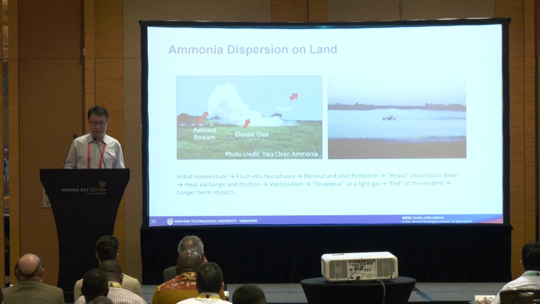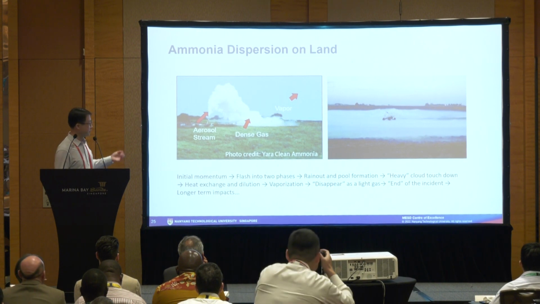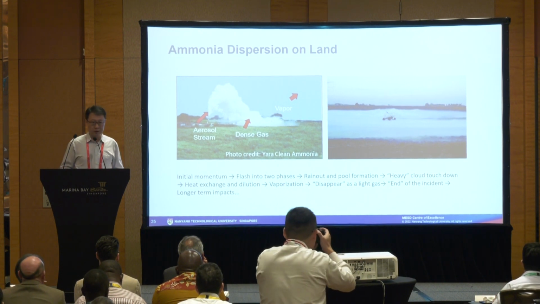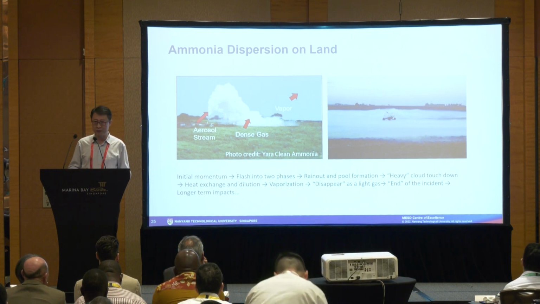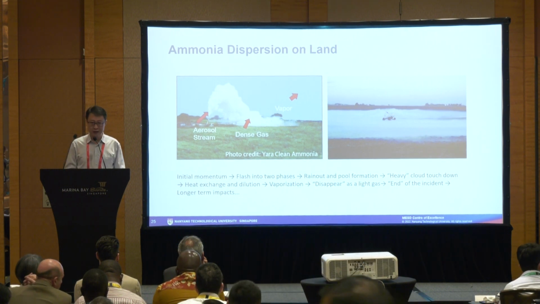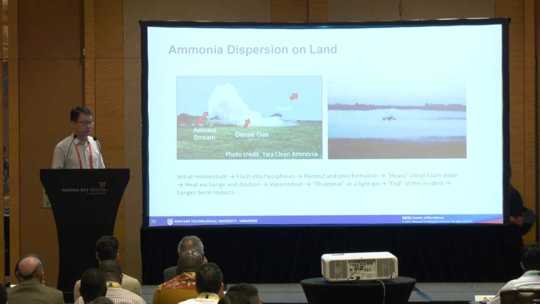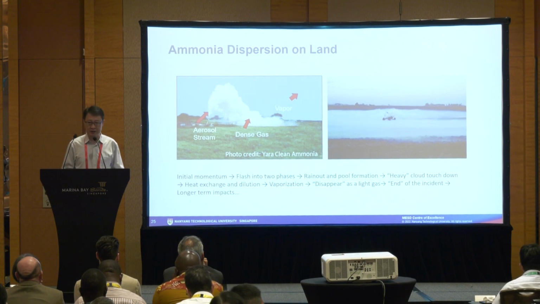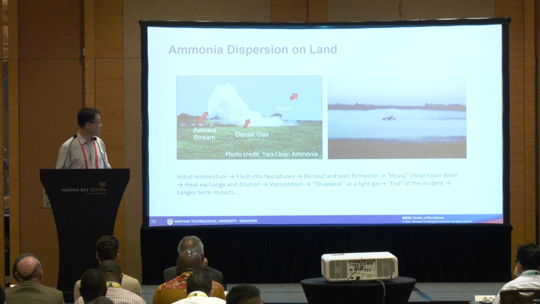And this is an example of how ammonia leaks, how it works. On land, maybe contrary to what most of you thought, ammonia is actually a heavier gas at the initial stage of release. Gradually, it gains heat from the surroundings and becomes a light gas. And eventually, it will be diluted by air and disappear.